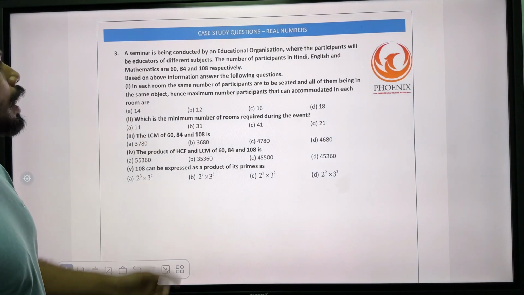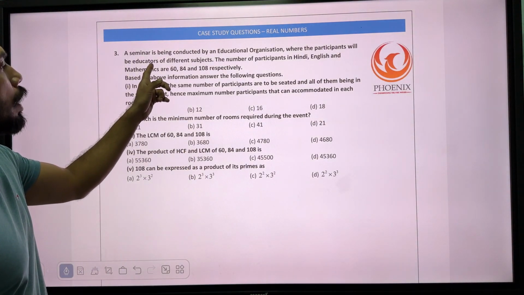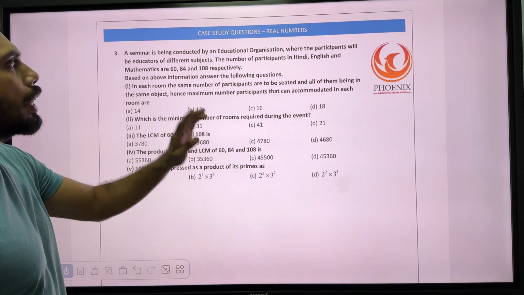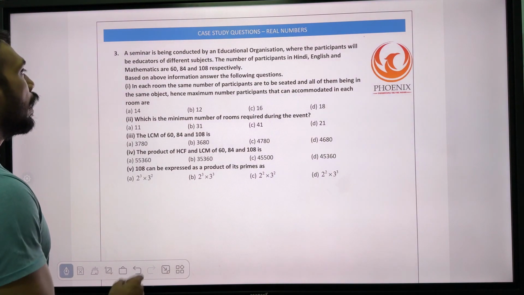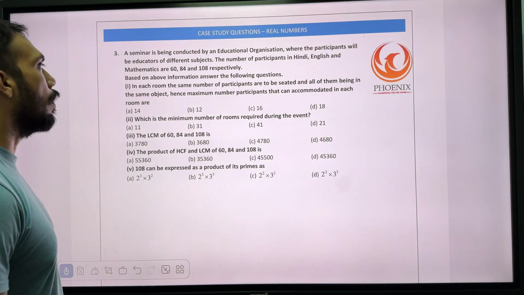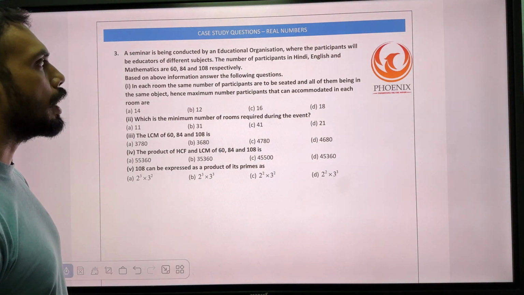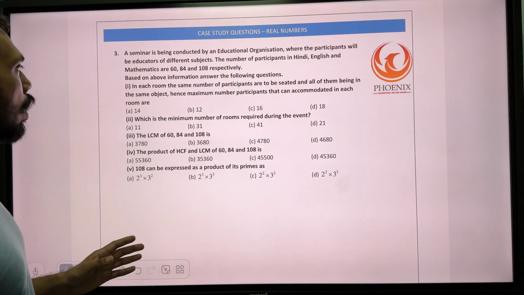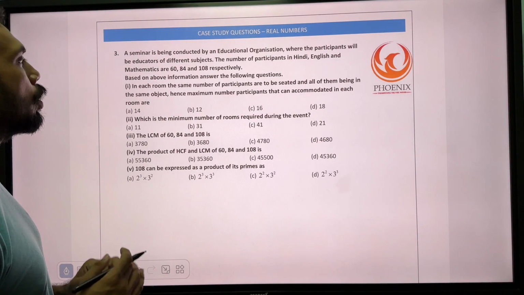A seminar is conducted by an educational organization where the participants will be educators of different subjects. The number of participants in Hindi, English and mathematics are 60, 84 and 108 respectively. Based on the above information, answer the following questions. Your first question is, in each room the same number of participants are to be seated and all of them being in the same subject. Hence the maximum number of participants that can be accommodated in each room are.